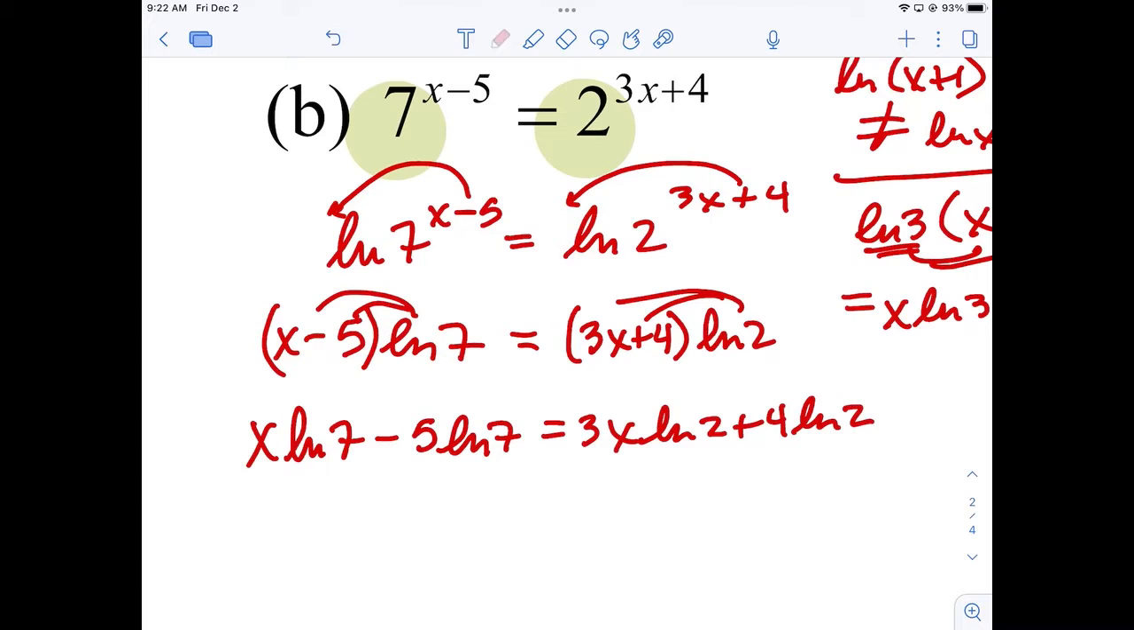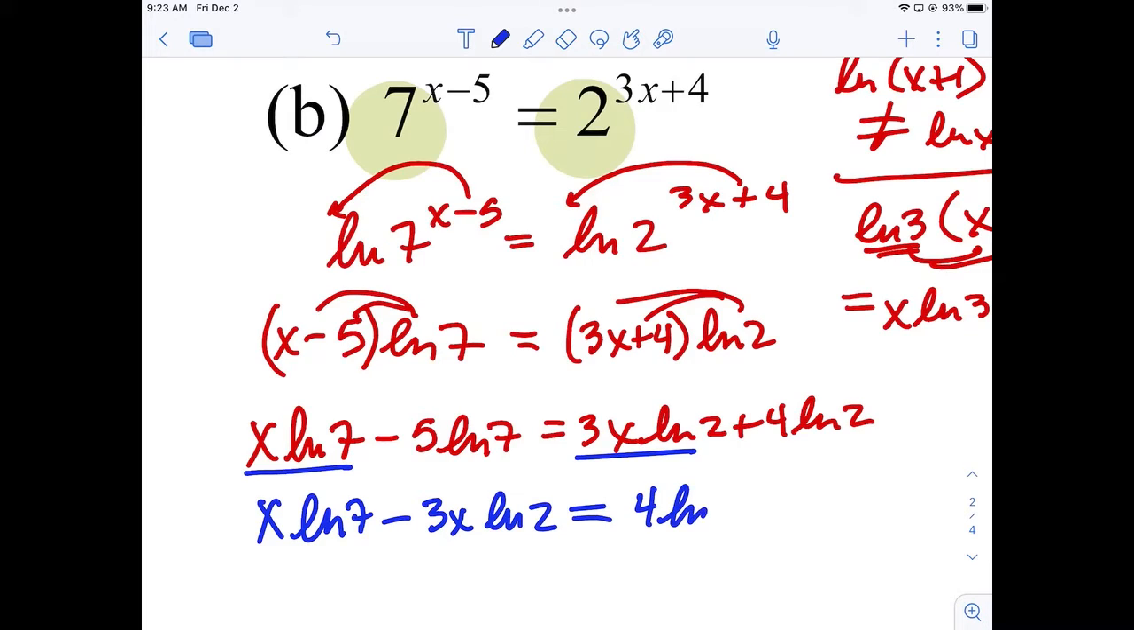Looking good. I've got it all expanded. Once it's completely expanded, you're free to start getting like terms together, right? So x ln of 7 stays on the left, and he invites 3x ln of 2 to come across, and he now changes his sign. On the right-hand side, we have 4 ln of 2 who's staying on the right side, and he welcomes negative 5 ln of 7 who is now positive.